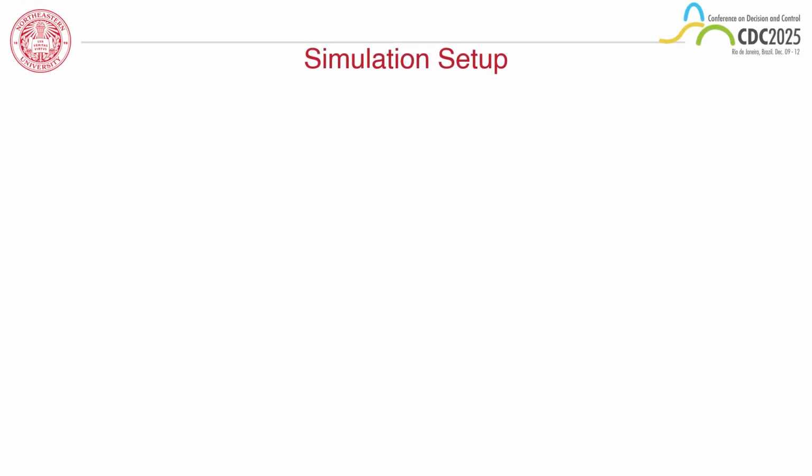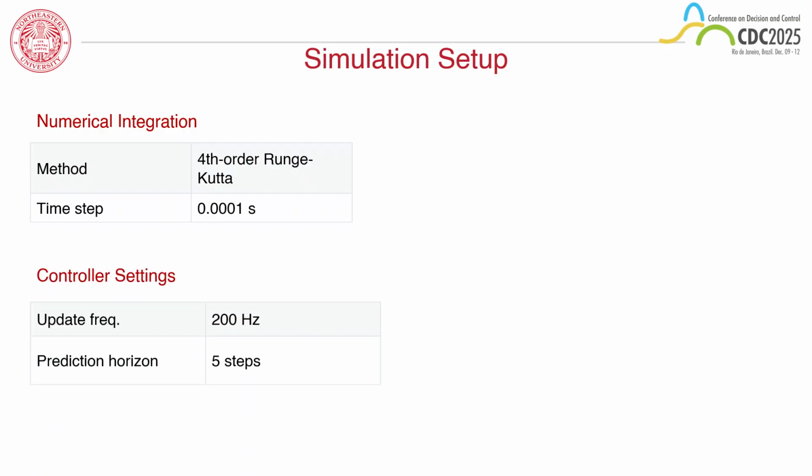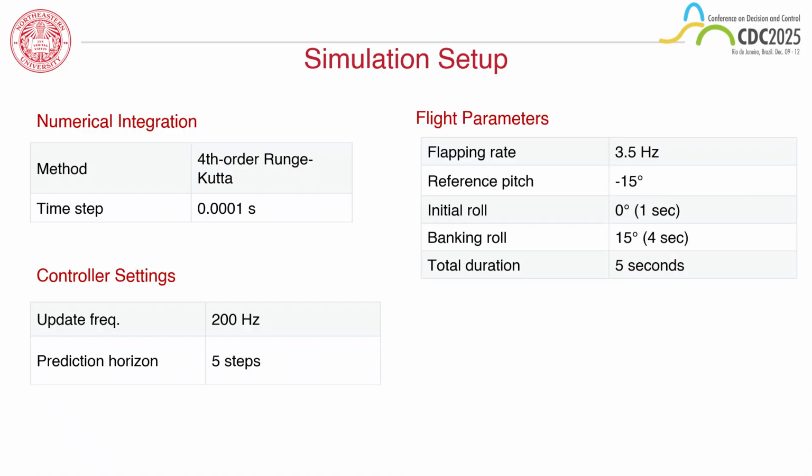So for our simulation, we used fourth order Runge-Kutta integration with a time step of 0.0001 seconds. The controller updates at 200 Hz with a 5-step prediction horizon. Aerobat flaps at 3.5 Hz, matching our experimental setup. The reference trajectory maintains a pitch of -15 degrees throughout. The roll angle starts at 0 for the first second, then transitions to 15 degrees for the remaining 4 seconds to execute the banking turn. Total simulation duration is 5 seconds.